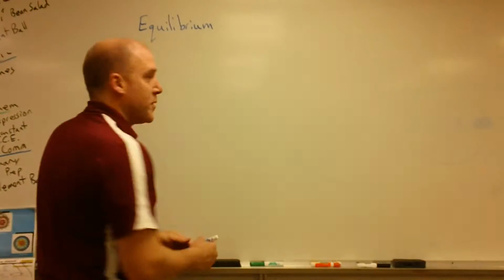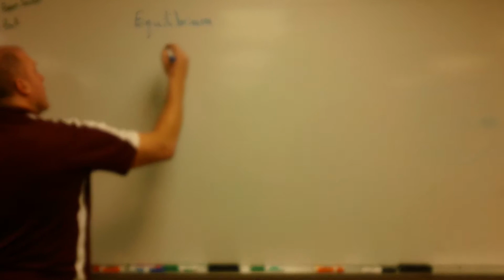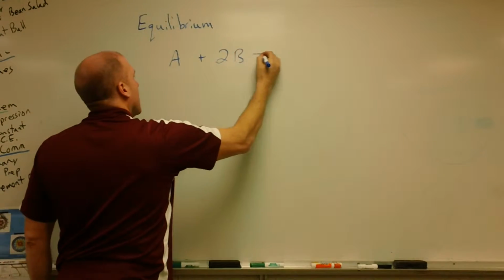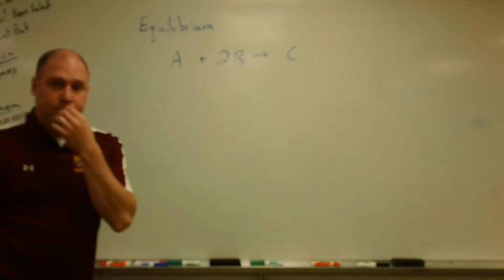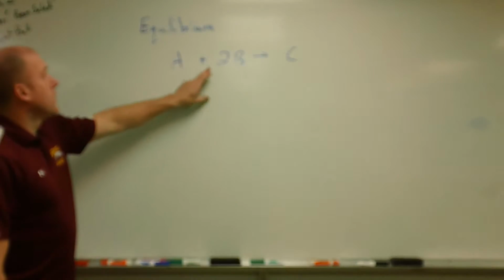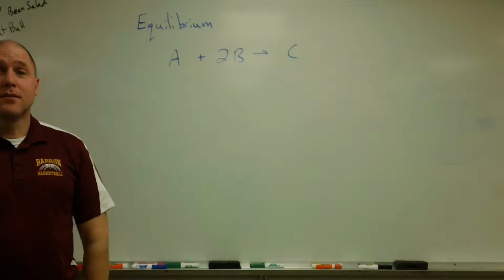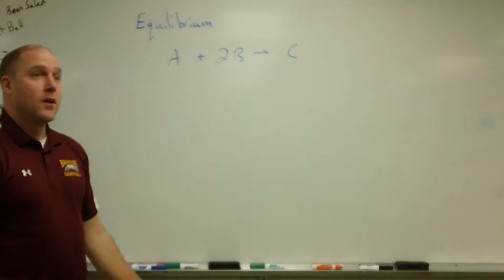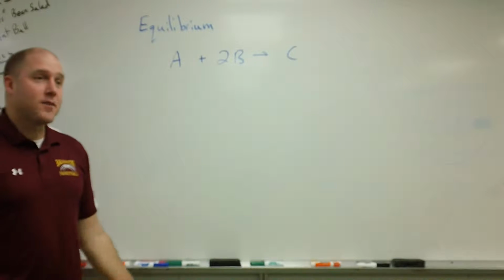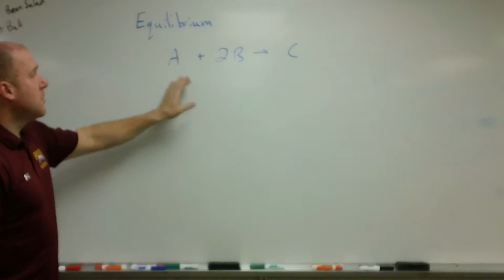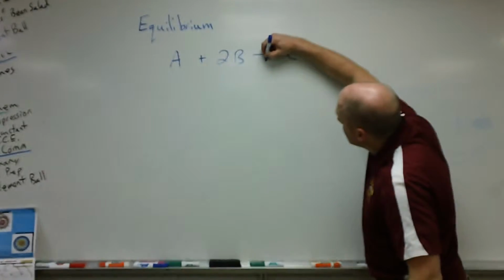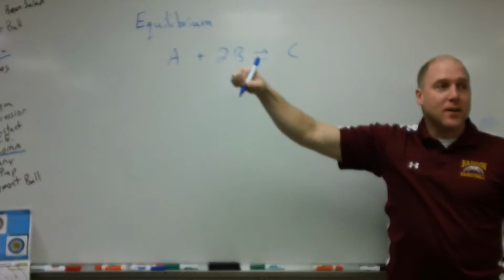Alright, so today we're going to talk about equilibrium. Let's say you've got a reaction where A plus 2B goes to C. When you start off, do you have any products to start with? Before you begin, do you have any products? No. So eventually what happens is these start combining, they make C, and eventually C starts turning back into the reactants.